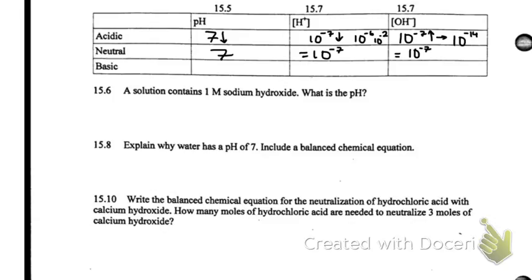A neutral compound will always have an H+ ion and an OH- ion concentration of 10 to the -7. Basic is just the opposite of acid. Any number larger than 7 on the pH scale means it's basic. Any H+ ion concentration with an exponent larger than 7 means it's a really small number, so it's basic. If the exponent is smaller than 7, it means it's a larger number. It would be basic if the OH- concentration is 10 to the -7 or below.